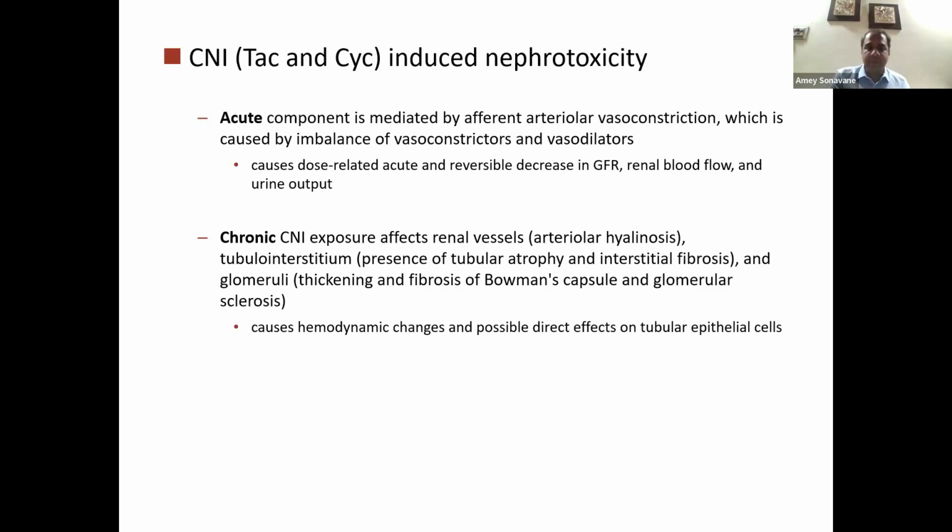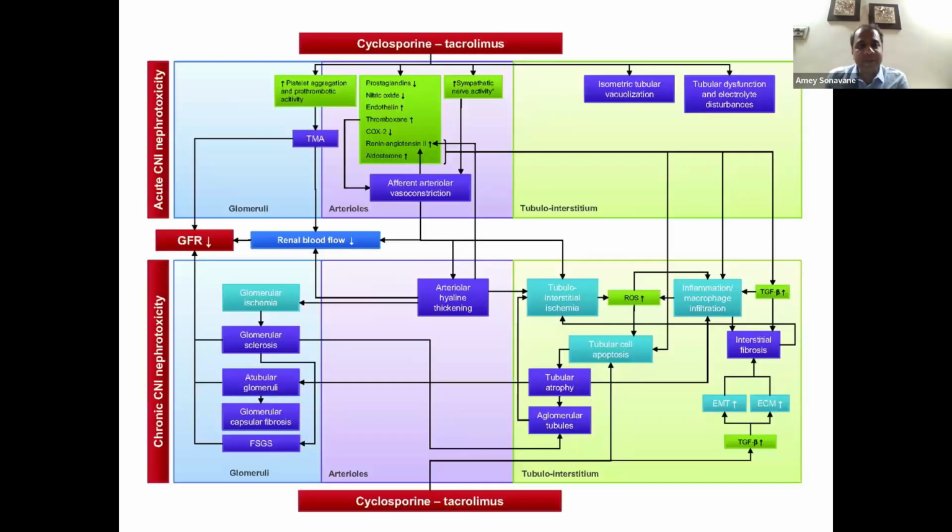Acute injury is reversible, but the problem is the chronic CNI exposure, that is, chronic exposure to tacrolimus and cyclosporin, which affects the renal vessels, causing arterial hyalinosis, and affects the renal tubules, the interstitium, and even the glomeruli. All these together can cause chronic renal dysfunction in a patient post liver transplantation.